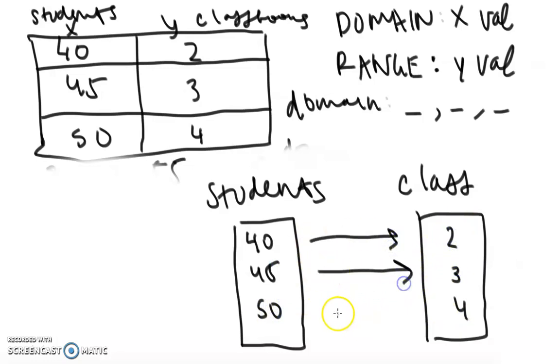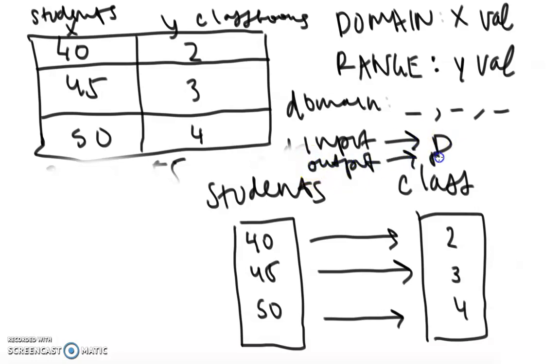Arrows of which value is going where. And that's it. This is how you identify the input for 40 is the output of 2. The input for 45, output of 3. Input 50, output 4. So the input is the domain, and the output is the range. That's it. It's simple. It's not as complicated.